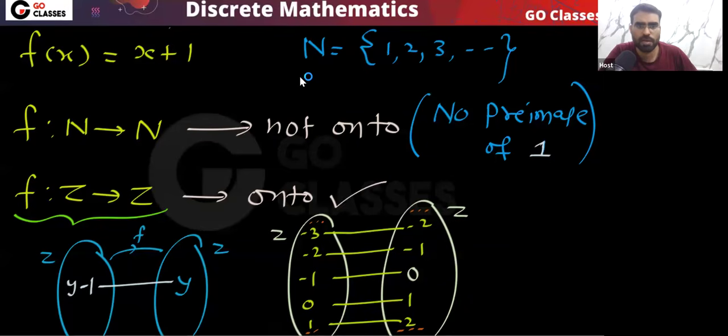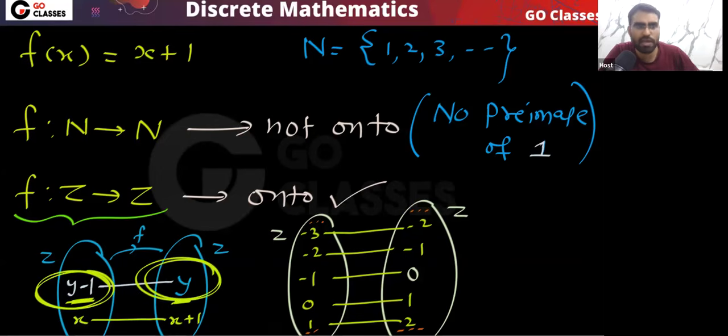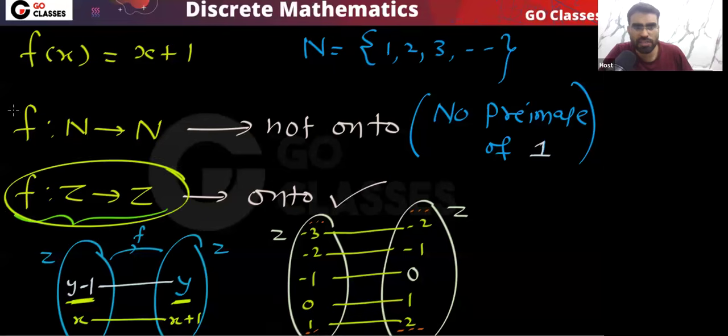Understood? Let me know. Pre-image of 0 will be -1. See, -1 will map to 0. You can see the pre-image of y will be y minus 1 in this function, because remember, x will map to x plus 1. So this will map to y. Remember, this element will map to y. So I can say the pre-image of y will be y minus 1. So you can see when you have integers to integers, this function is onto.